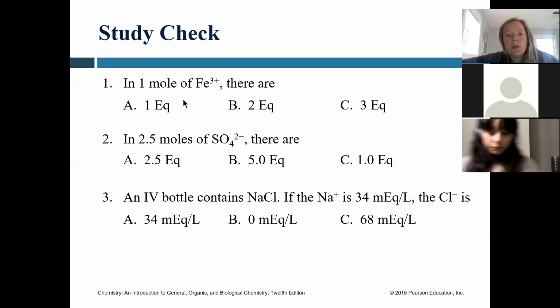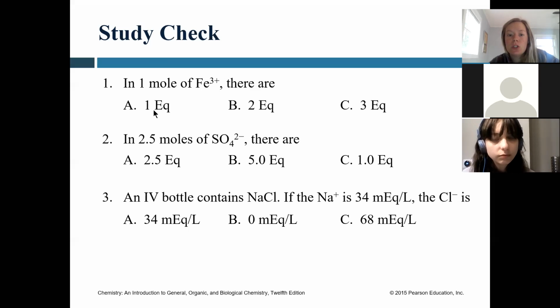Okay, so for this first one, if we have 1 mole of this iron, how many equivalents are we going to get? Well, it's got a 3+ charge, so we're going to get 3 equivalents. If this was a 2+, we'd get 2 equivalents. If it was a 1+, we'd get 1 equivalent. In this one, you've got to go a little bit farther.